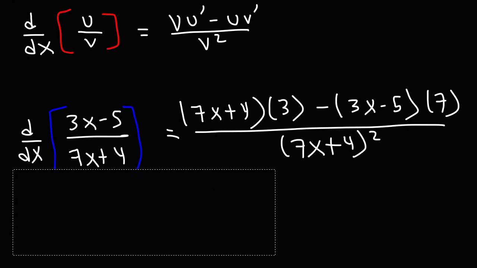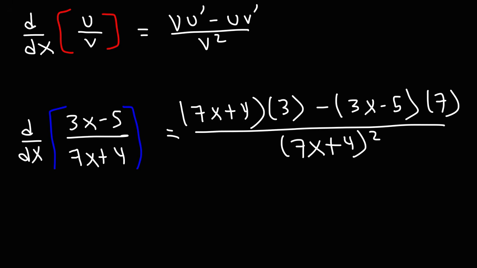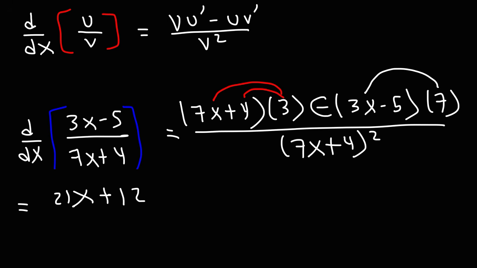Now let's do some algebra. So let's begin by distributing the 3 to 7x and 4. 7x times 3 is 21x. 4 times 3 is 12. Next, let's distribute 7 to 3x, and keep in mind it's a negative sign. So that's going to be negative 21x. And then 7 times negative 5, combined with that negative sign, that's going to be positive 35.